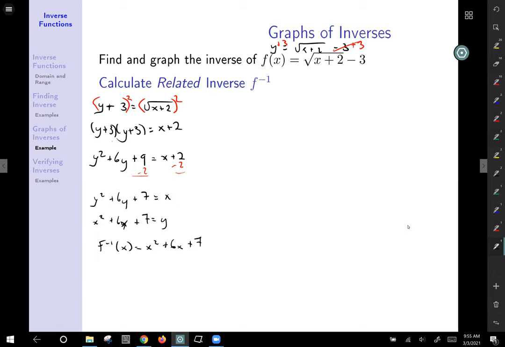And yeah, you can switch the sides of things on the equation as long as you switch both sides. Imagine I took the prior line and wrote it as y equals x squared plus 6x plus 7 before I changed it into the inverse notation.